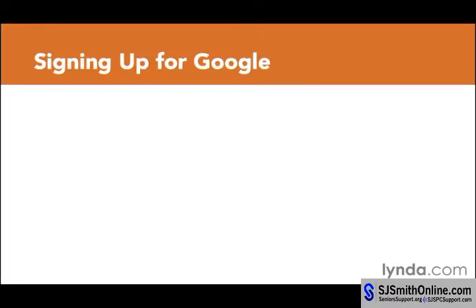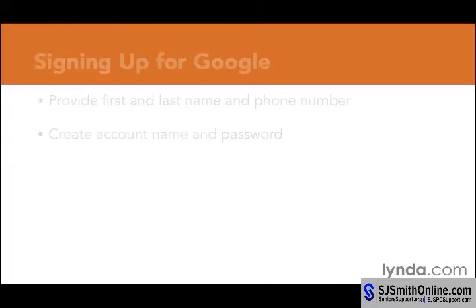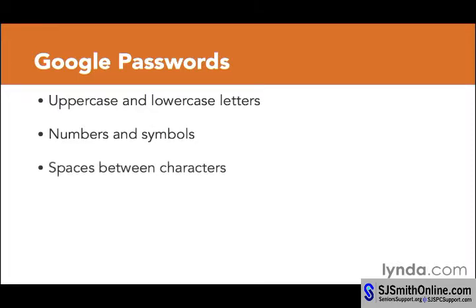To sign up for a Google account, I must provide first name, last name, and a phone number. I'd also have to select an account name, and it can be difficult to find a Google account that has not already been taken. Google account passwords need to be at least 8 characters long and include lowercase and uppercase letters, numbers, special characters, and spaces between characters. However, I cannot put a space at the beginning or the ending of the password.